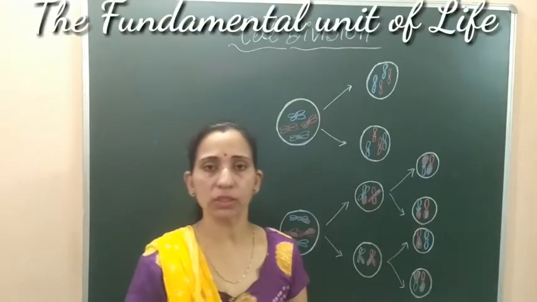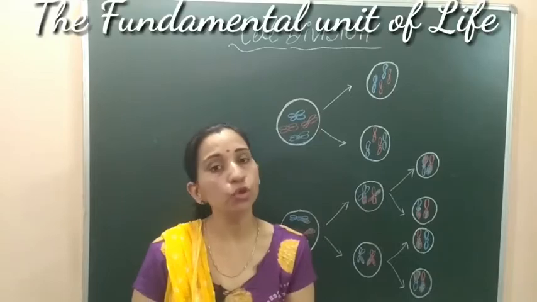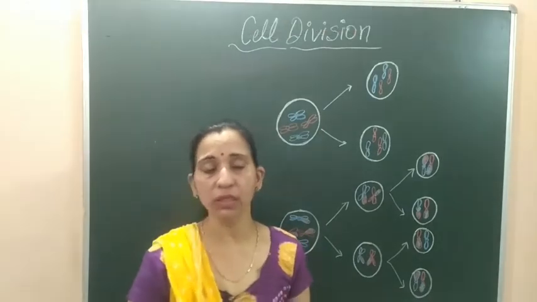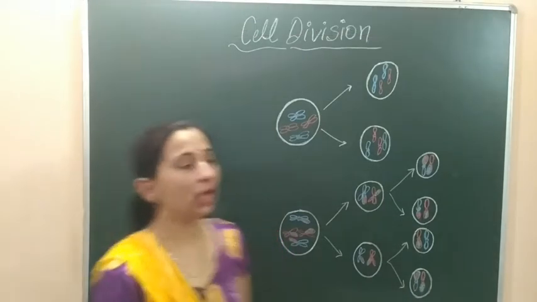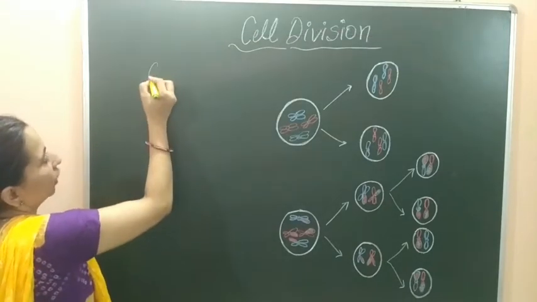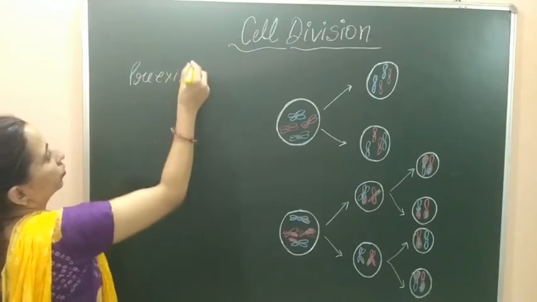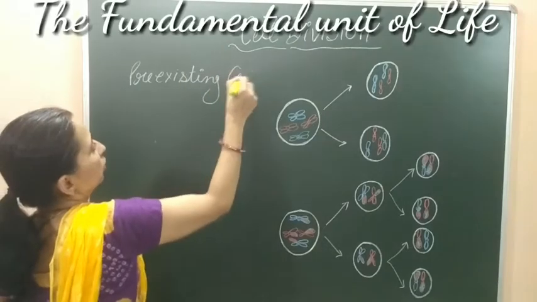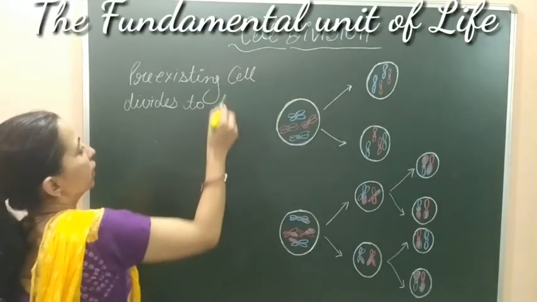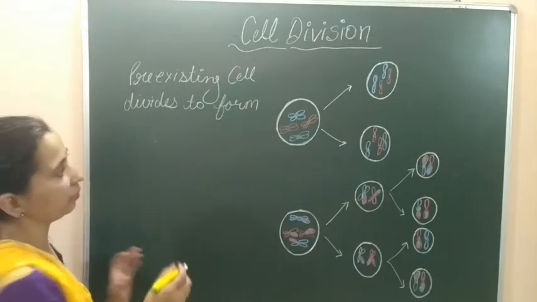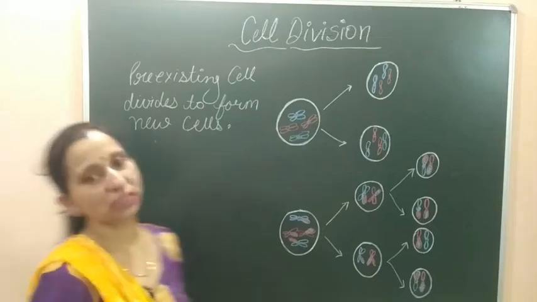Cell division is a process by which any cell divides and forms many cells, or it forms new cells. So we can say that cell division is the process by which any pre-existing cell divides to form new cells. This process is known as cell division. So we can write that pre-existing cell divides to form new cells. This process is known as cell division. New cells.